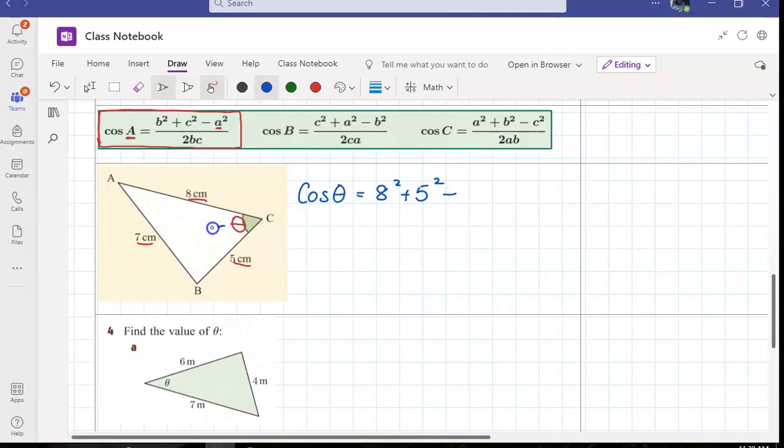Minus, it has to be the one that is opposite the angle you want. So Sienna, I can see you're frowning. If I wanted this angle, then it would have to be that length squared minus the 5 squared. So it has to be the one that's opposite the angle that we want. Does that make sense? We'll do another question in a minute and hopefully that will put it all into perspective.